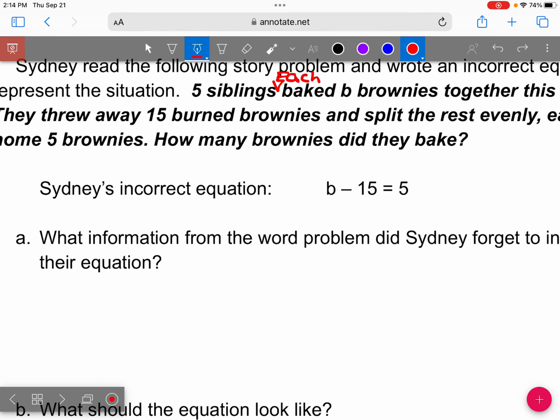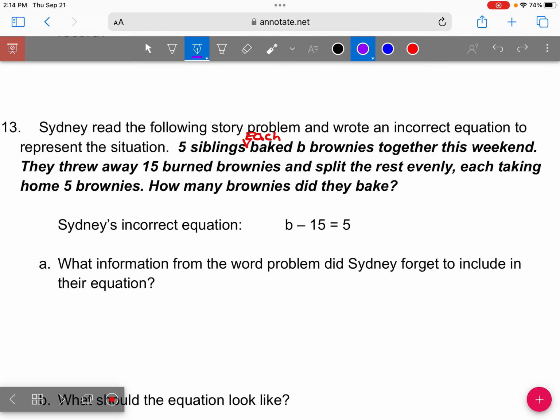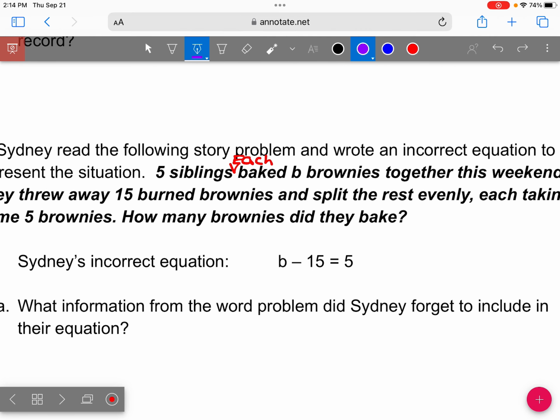So Sydney made up this equation. What did she forget to include? When in doubt, in a problem like this, if we're trying to evaluate someone's mistake, go through and write your own equation. If 5 siblings baked b brownies, how would I write that down? 5b. They threw away 15. How would I put that in there? Minus 15.